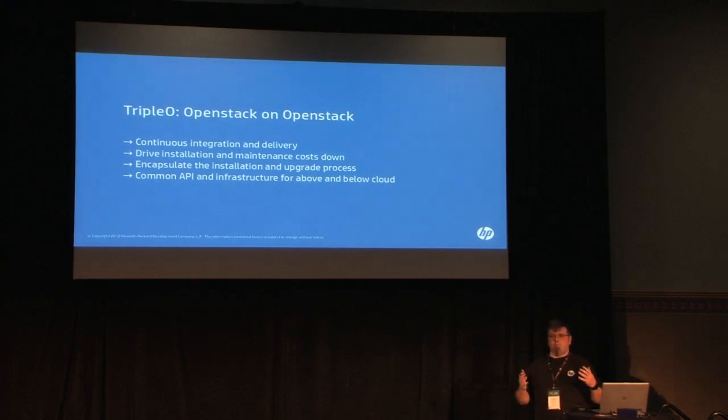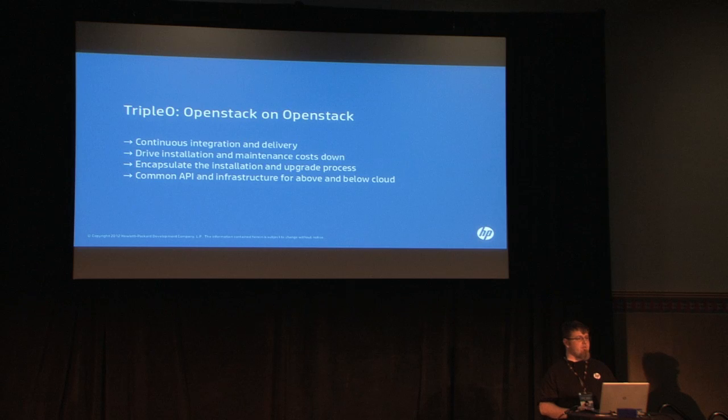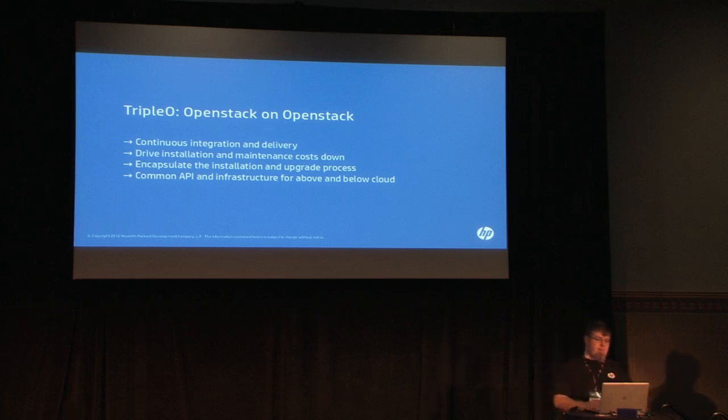So the OOO project, OpenStack on OpenStack, is about doing continuous integration and delivery of an OpenStack production cloud, or a test cloud, but primarily we're aiming at production. We want to drive the maintenance and installation costs down. They're not low enough at the moment. How far down can we drive them? Well, Heat plus Nova bare metal, we think we can drive them very, very low.